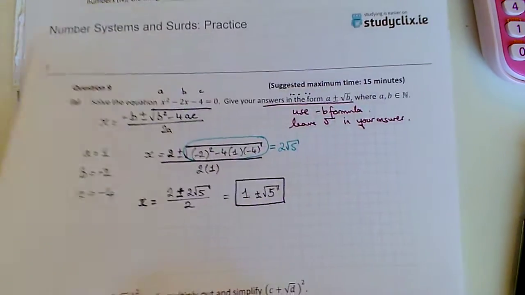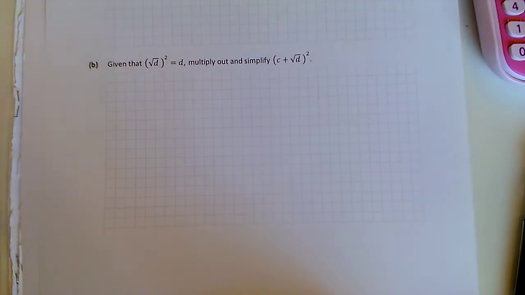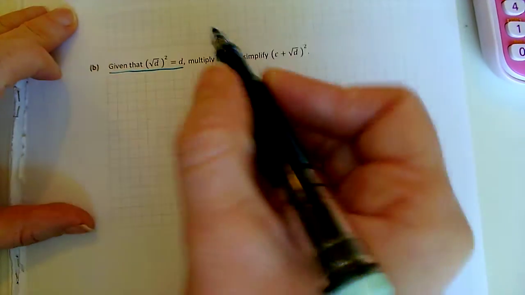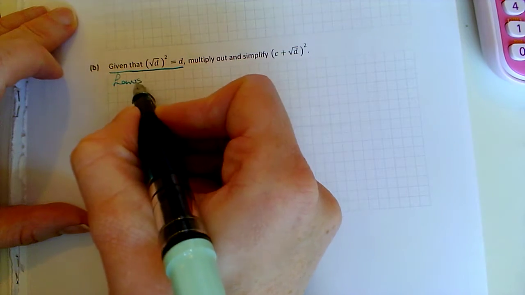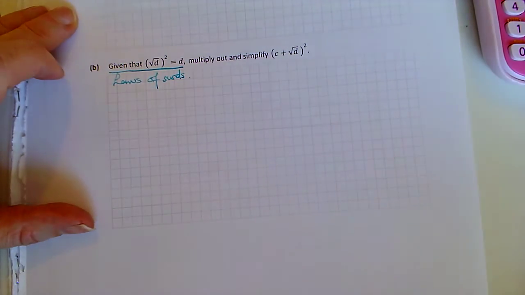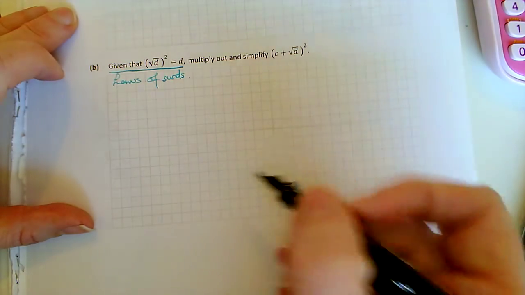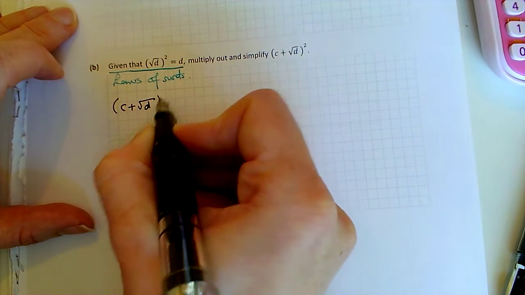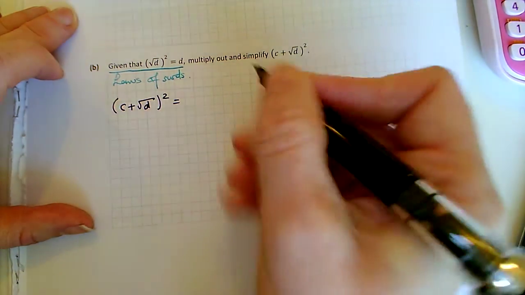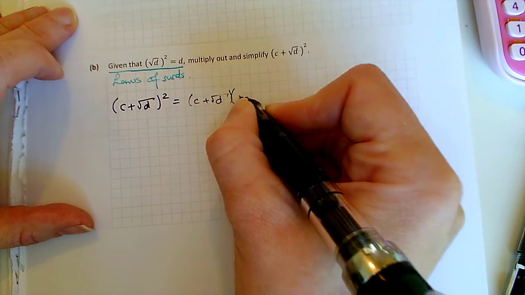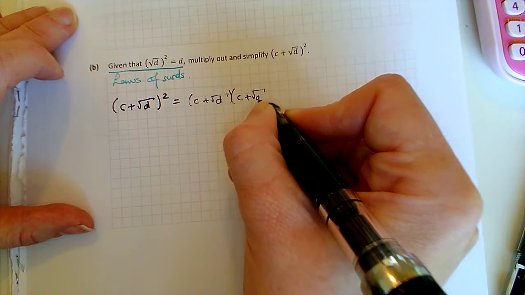Okay, the next question here. They've reminded us of one of our laws of surds. So this given that here, that's just one of our laws of surds. They won't always tell you that, but they're kind of being kind, reminding you. What happens when I multiply out and simplify these brackets here? So I've got c plus the square root of d all squared, which means c plus the square root of d multiplied by c plus the square root of d.